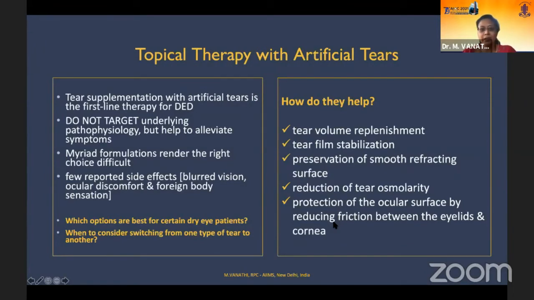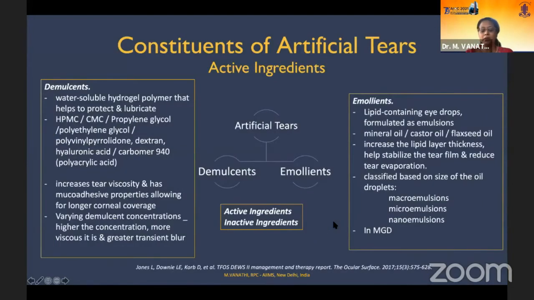So why do we need artificial tears, or how do they actually help us? They form the first line of therapy, and they help in tear volume replenishment, stabilization, provide a smooth refractive surface, help in reducing the tear osmolarity, and protect the ocular surface from damage due to the friction between the ocular adnexa. What do they contain?